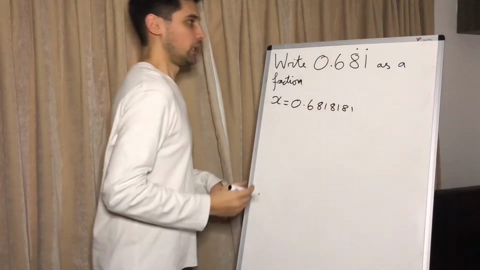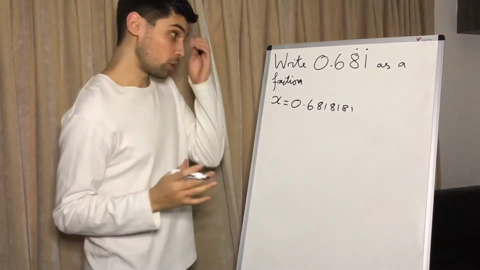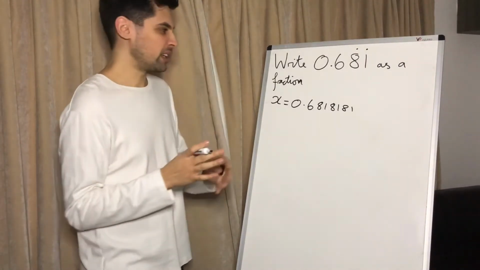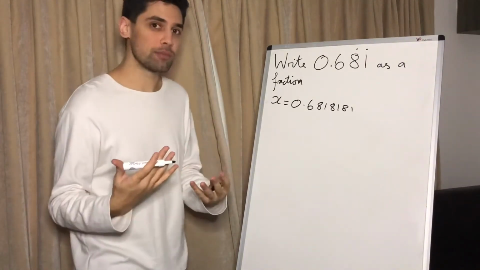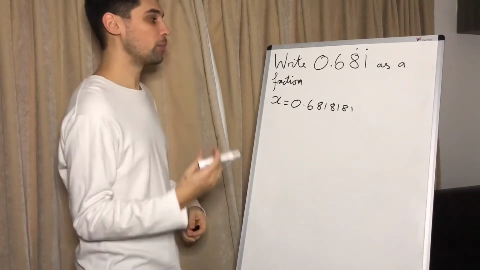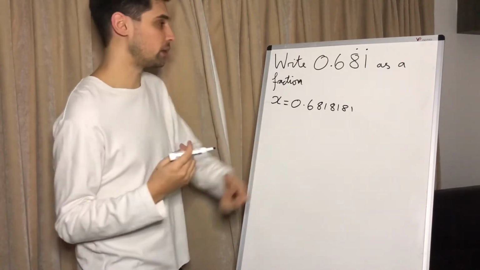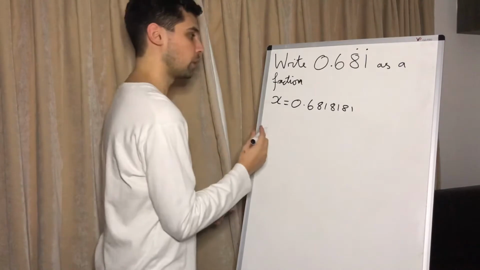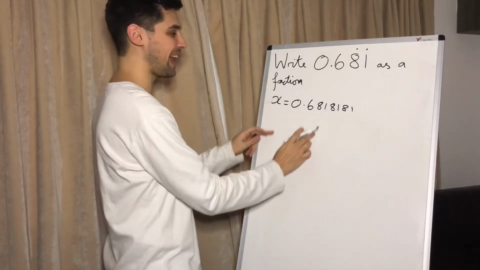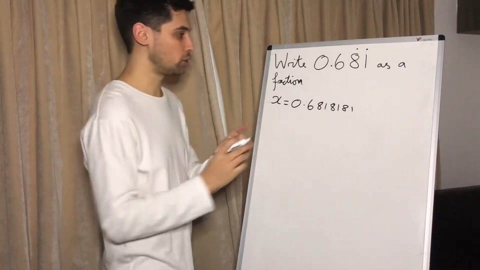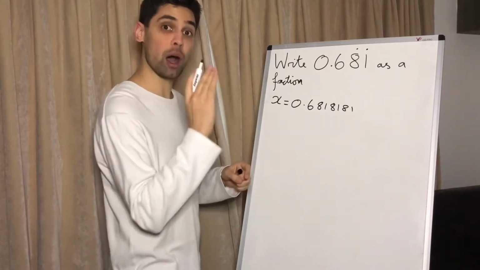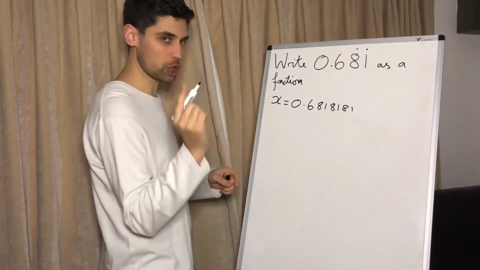818181. Now, there's a shortcut method or a long method. I'm going to do it the long way because I think there's less chance of making a mistake. But once you get more confident with it, you can skip to the step that you're confident about. Now, we're going to keep timesing both sides by 10 until we get to a value which is exactly the same after the decimal point. I'll show you what I mean.